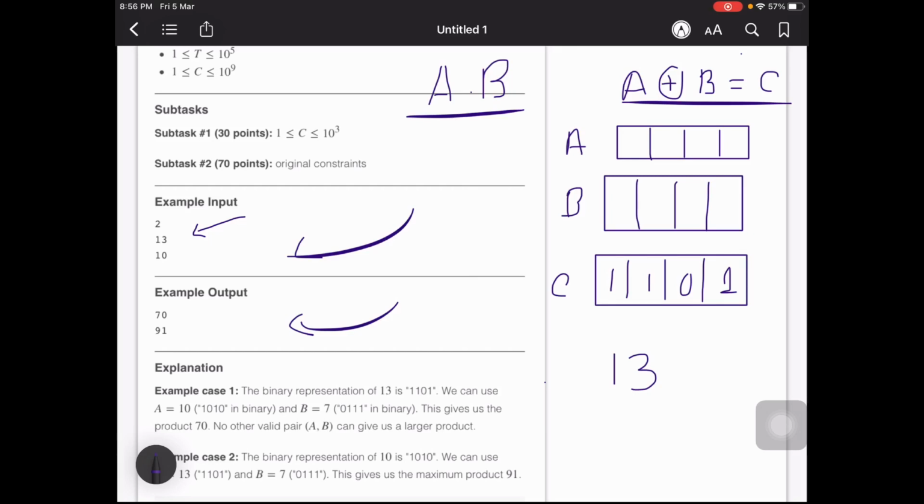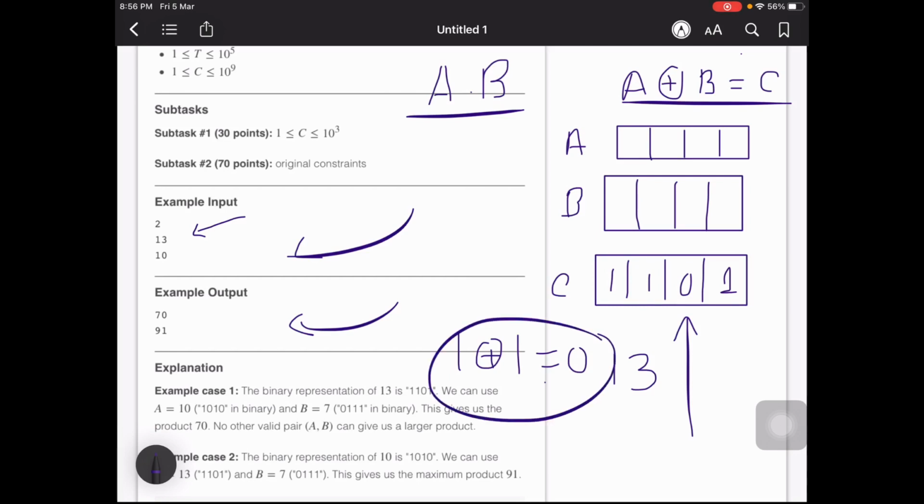We can actually have a lot of values of a and b. Since we are asked to maximize the product of a and b, let's look at this bit, where it is a 0. From XOR, I know that 1 XOR 1 is equal to 0. Why did I select 1 XOR 1? Because I have to maximize a and b. So if I have 1 and 1 in this bit, it would anyway maximize my a and b.